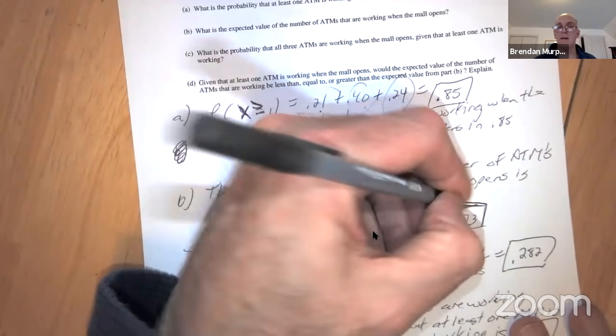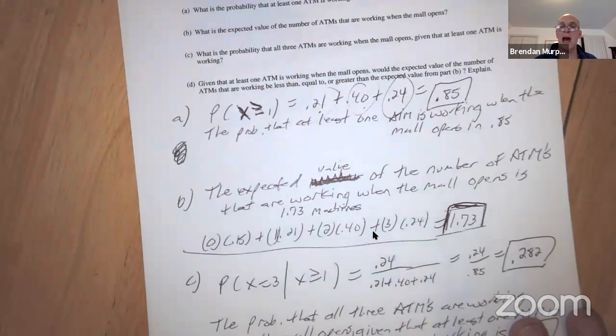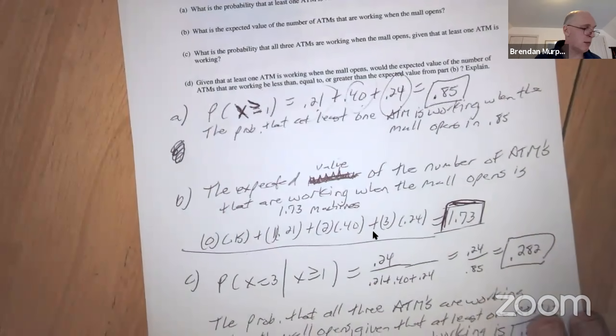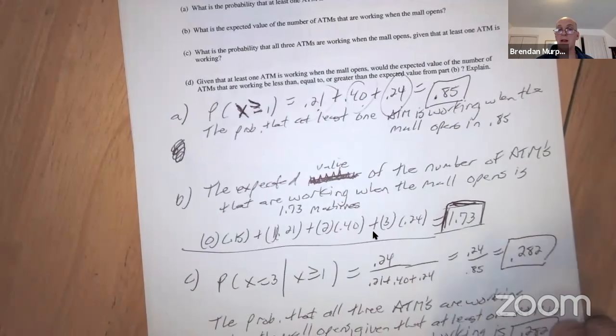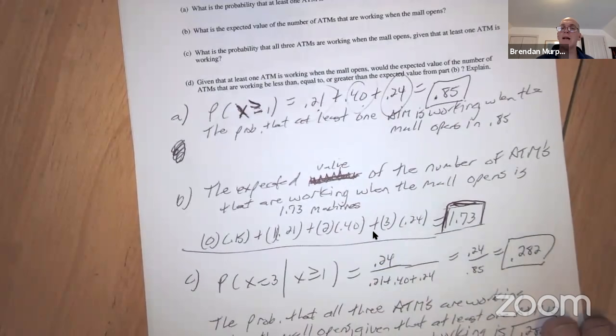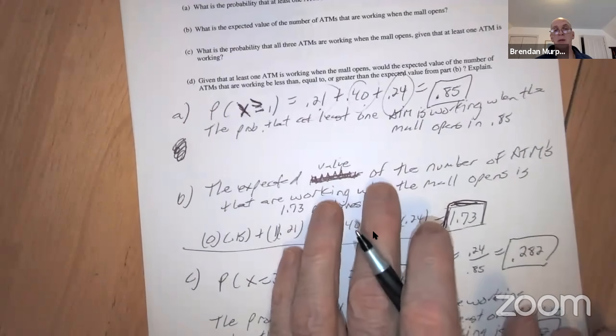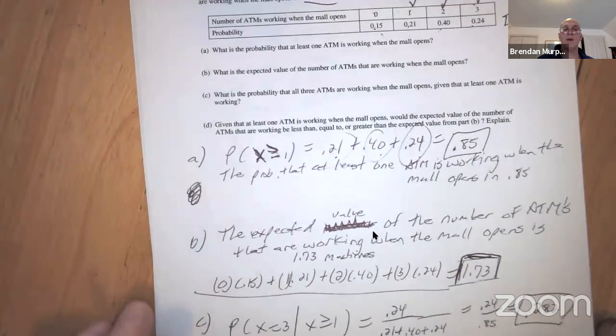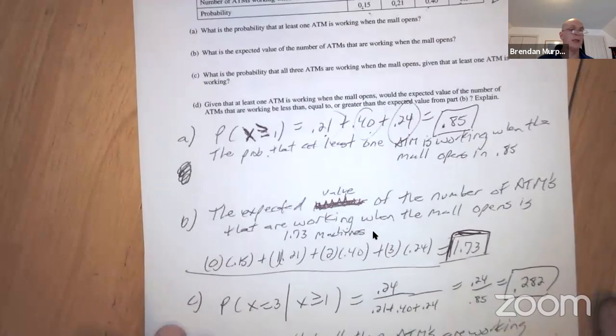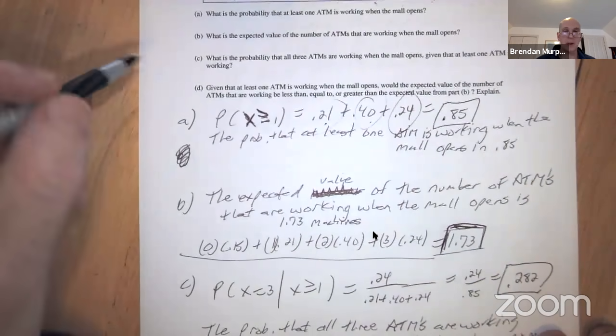And again, I do not want to round that. I know that 1.73 machines cannot be working at one time, but that's not what the expected value or mean or average tells us. So I'm going to leave that alone. I am not going to round that at all. And if you did, you would lose some points. We consider that a not fully understanding the concepts. And so please don't round expected values unless specifically told to.